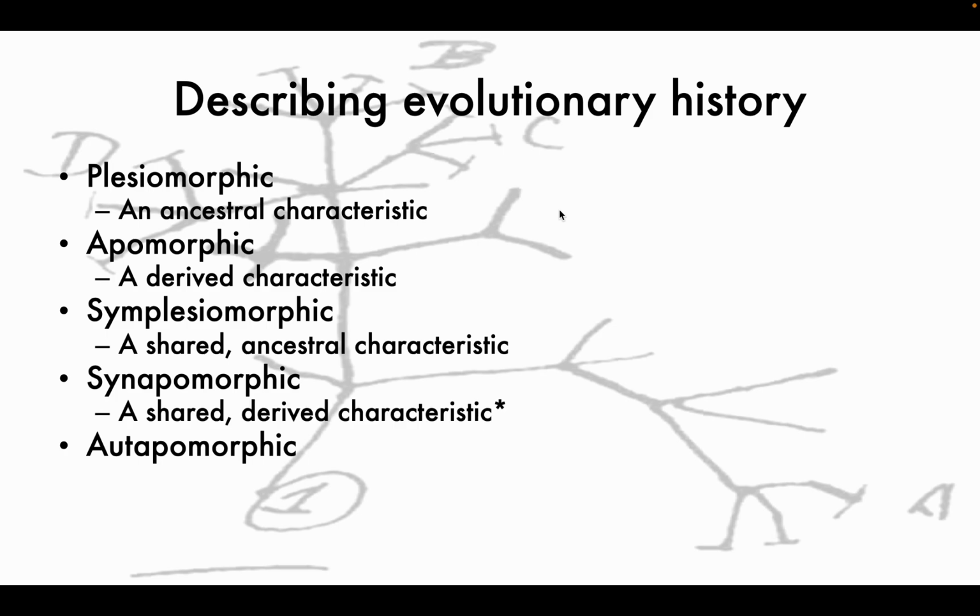We will talk a lot about synapomorphies over the course of the semester, as synapomorphies are the best tool to help us identify monophyletic clades. One more term we can use is autapomorphic. This describes a character that is unshared but derived. More concrete examples follow in a moment.